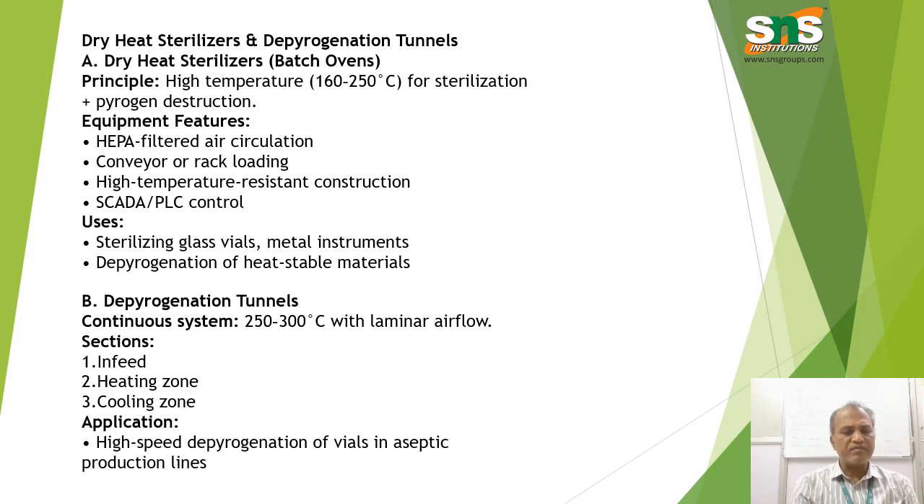Next, depyrogenation tunnels. It is a continuous system that operates in the range of 250 to 300 degrees Celsius, attached with laminar flow. The application of depyrogenation tunnels is high-speed depyrogenation of vials in aseptic production lines. You know, vials, especially for injectables.